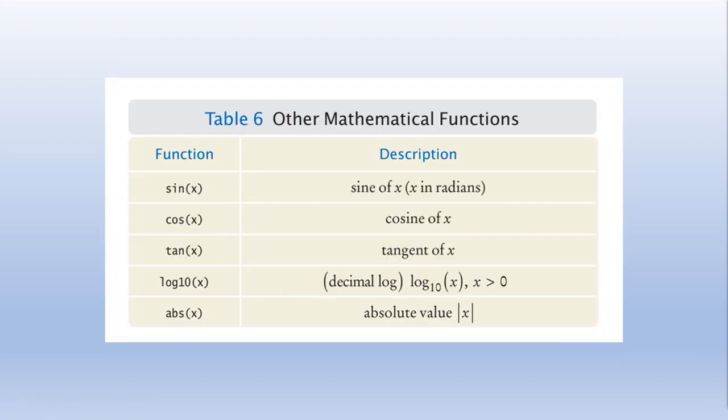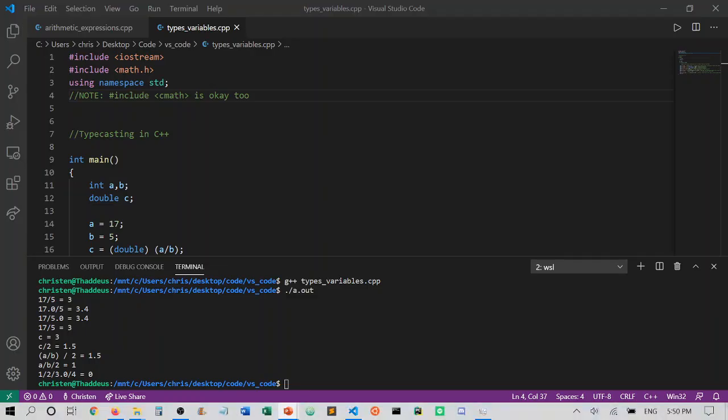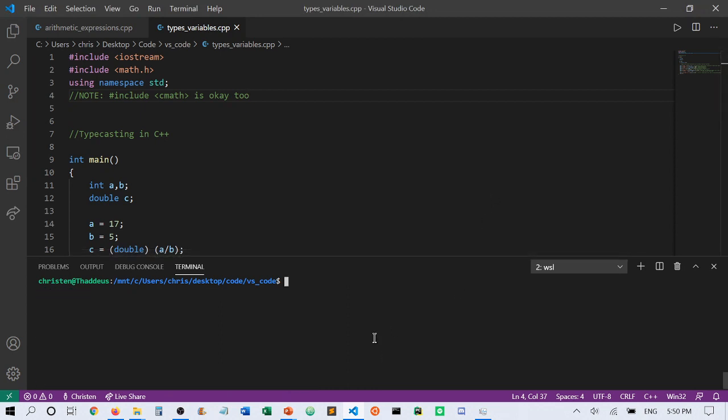And lastly, there are some other mathematical functions that can be used, such as sine, cosine, tan. You can do a base 10 log and an absolute value as well. These come up every now and then, but usually aren't used that often unless you're doing data science or computationally intensive mathematical work. Let's jump into some code here and talk about how this translates to VS Code in C++.